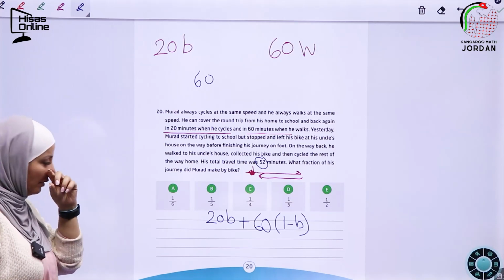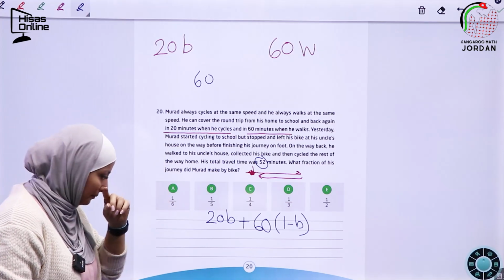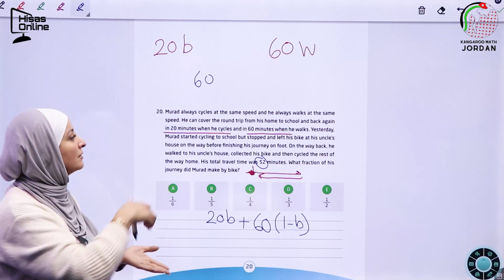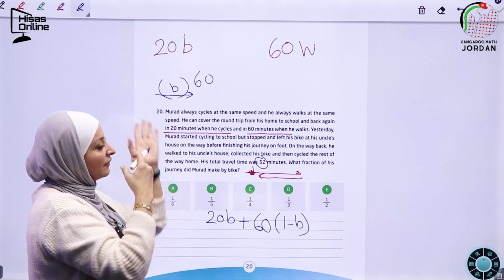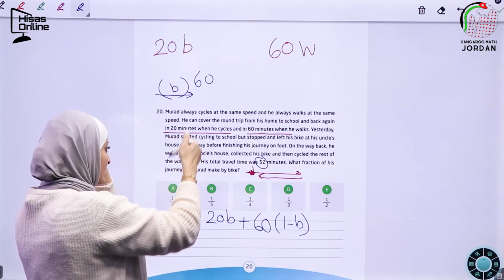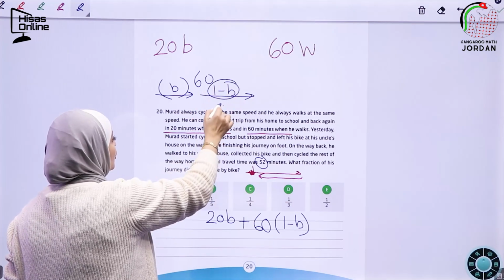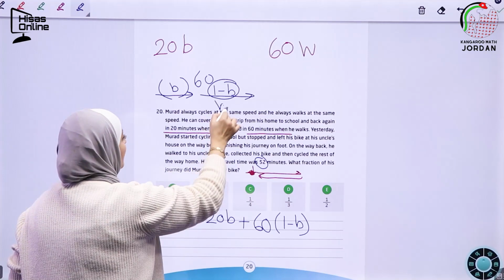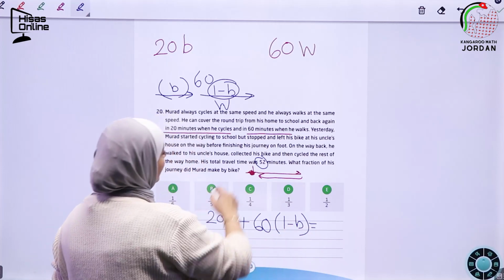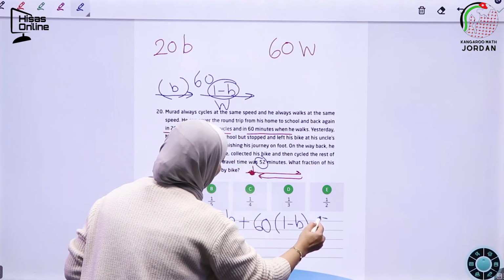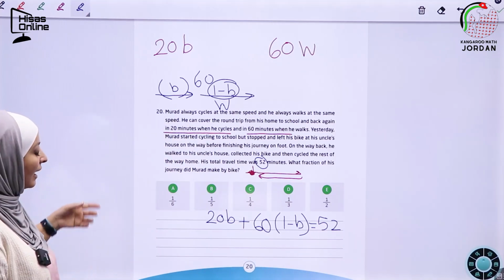Again, I will repeat what I've said. For each trip he uses the bike, I'm going to call that part B. He took a part of the trip using the bike. Here we will subtract 1 minus B to get the part he needs to walk. All of that ends the journey with 52. Let's make an equation and solve it.